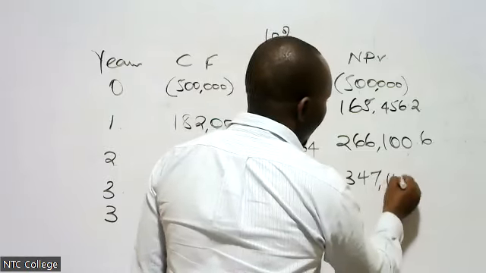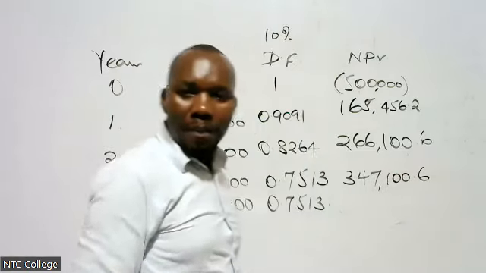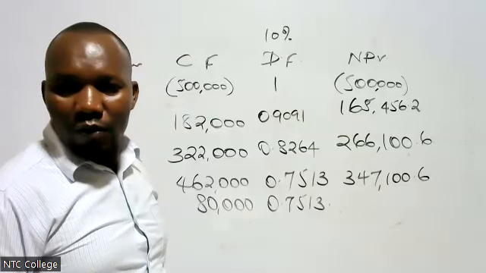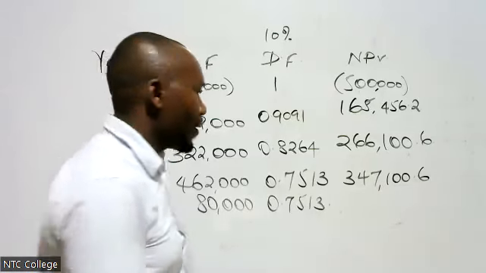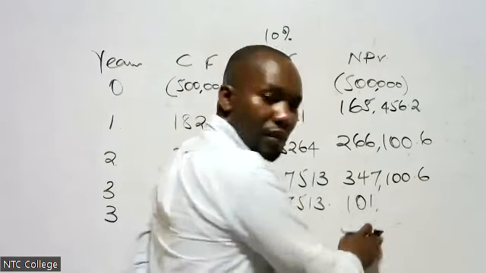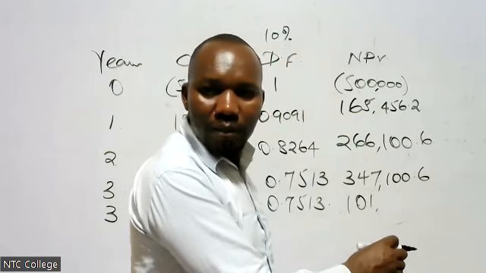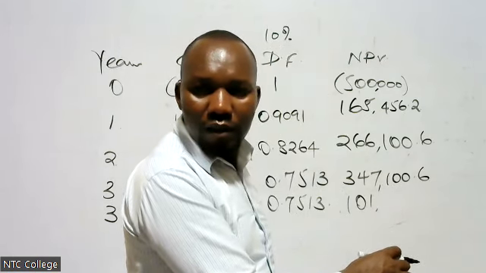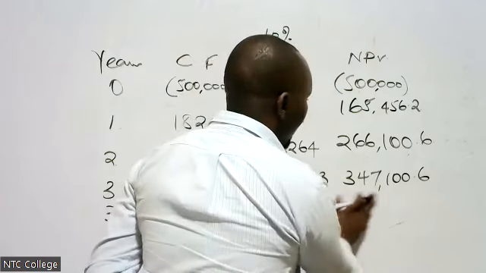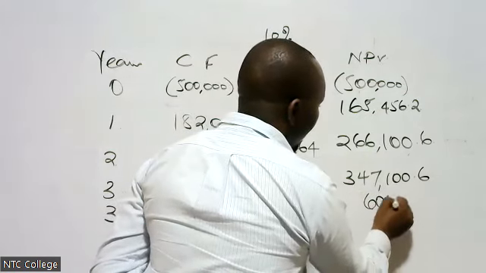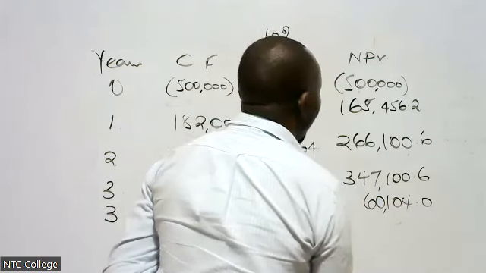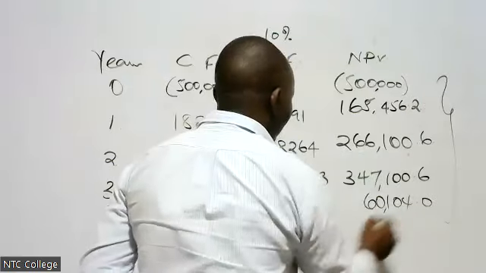100.6. Is it the correct figure? Yeah, 347. 601.04. 666, sorry. It should be 601.04. So that is 60,000, right? Okay, add all this and you get your NPV.